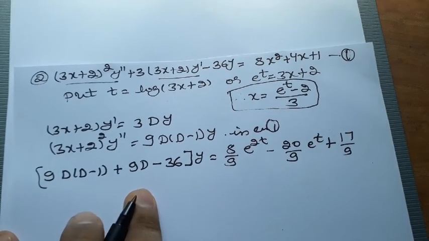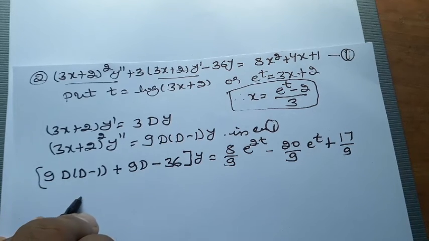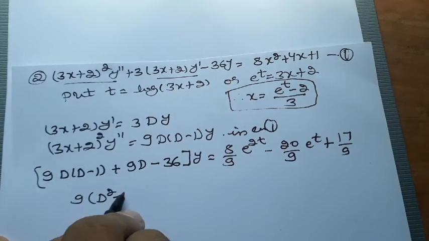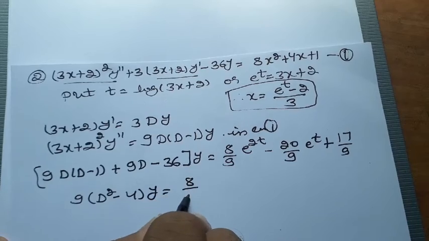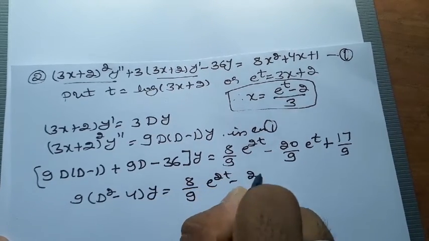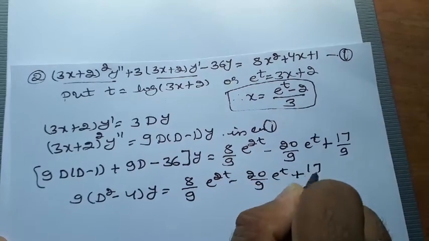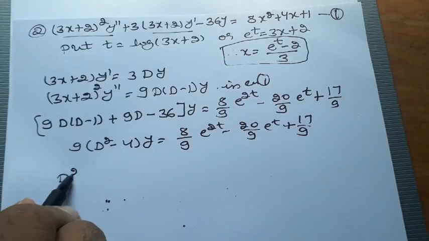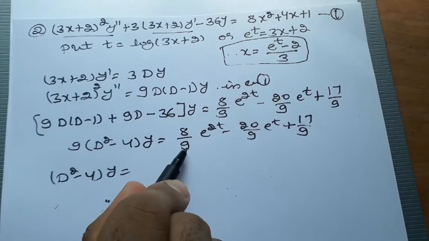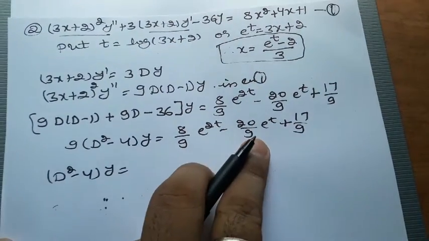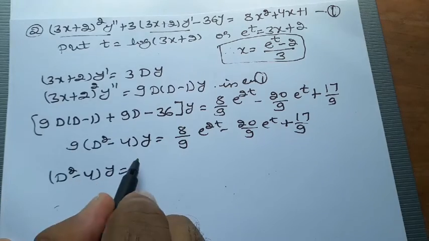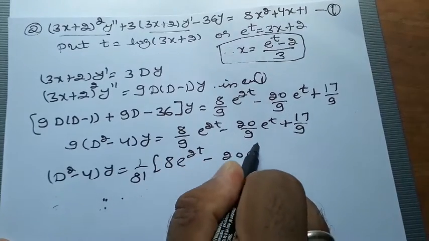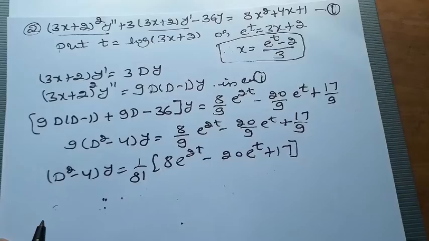Then similarly solve this one also, you'll get 9(D² - 4) y, taking 9 common, equal to 8/9 e^(2t) - 20/9 e^t + 17/9. Or we can cross multiply by 9, and we will get (D² - 4) y equal to, 9 into 9 is 81, 1/81 into (8e^(2t) - 20e^t + 17). Okay, next solve that one.